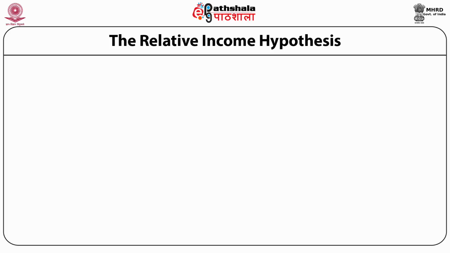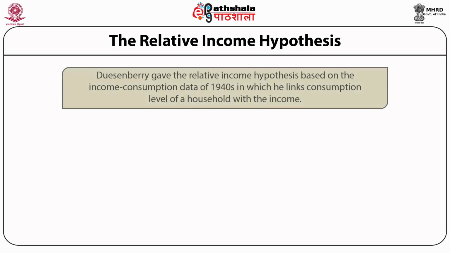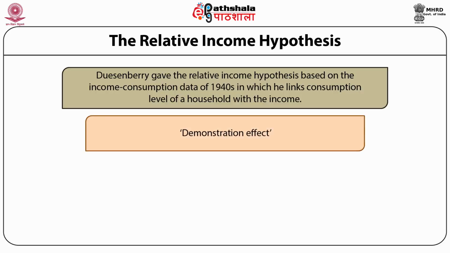After the Second World War, many economists attempted to design consumption theory on the basis of empirical data, but none succeeded, like Duesenberry, who gave the relative income hypothesis based on the income consumption data of 1940s, in which he links consumption level of a household with the income and expenditure level of households with more or less same income bracket. In this theory, Duesenberry used a term demonstration effect, which states that with regard to consumption, a household imitates and competes with the consumption behavior of households with comparable income.